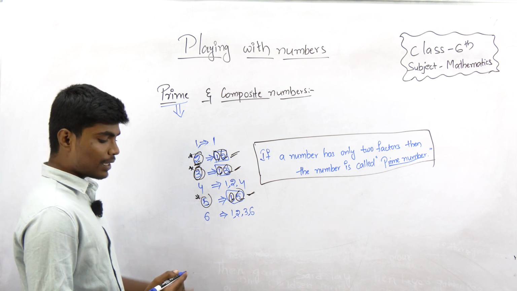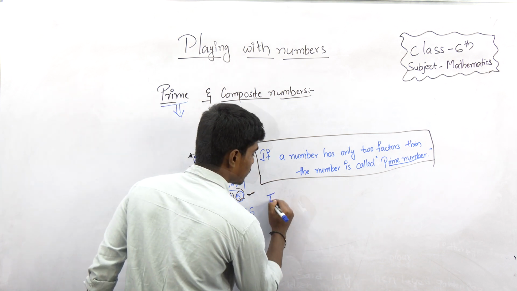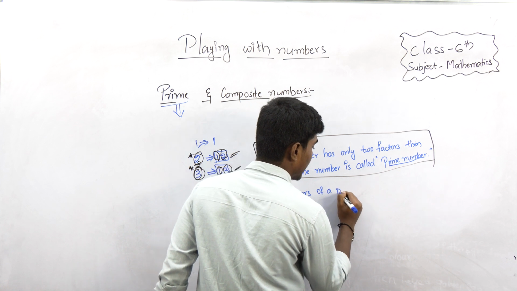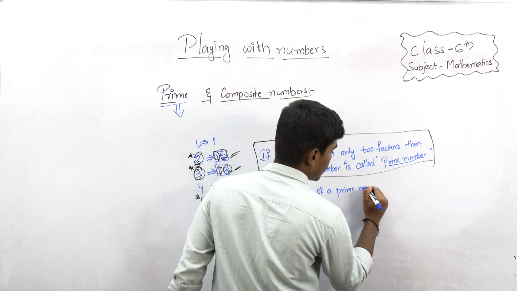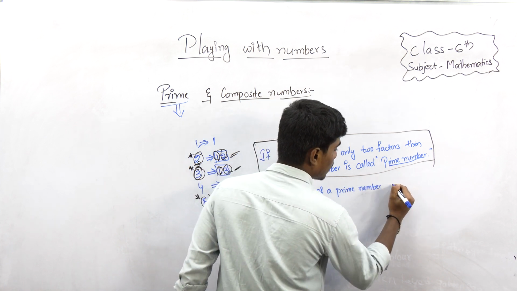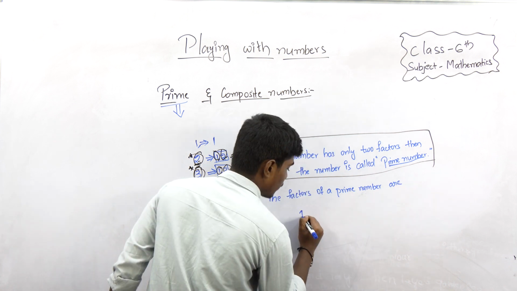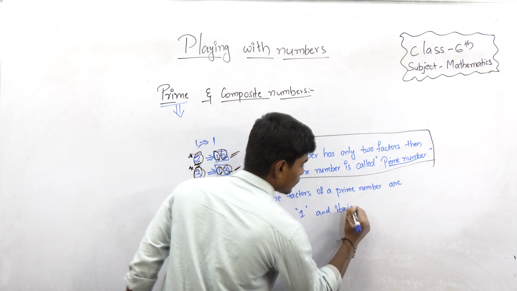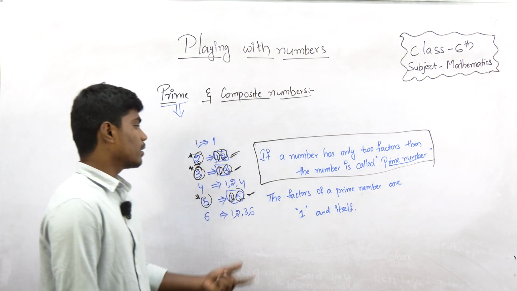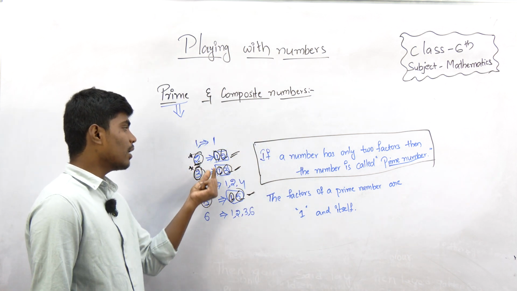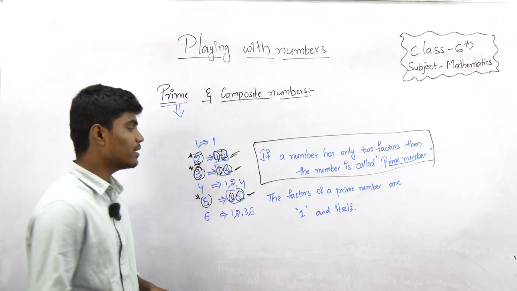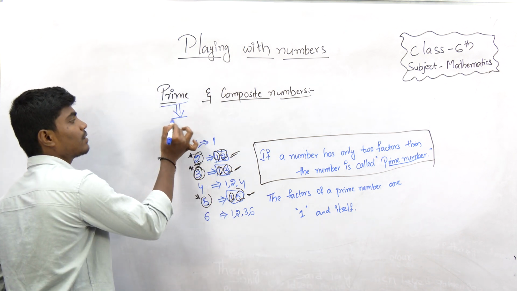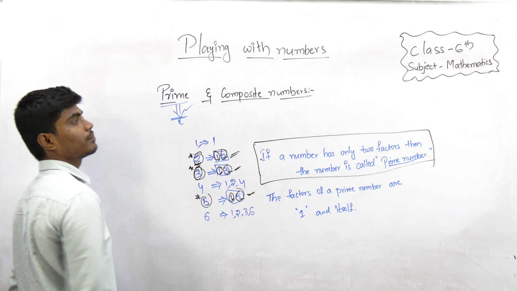So by this, what can we conclude? The factors of a prime number are 1 and itself. It has only two factors. We have discussed what prime numbers are.